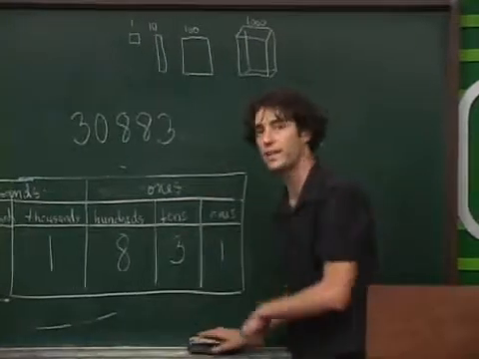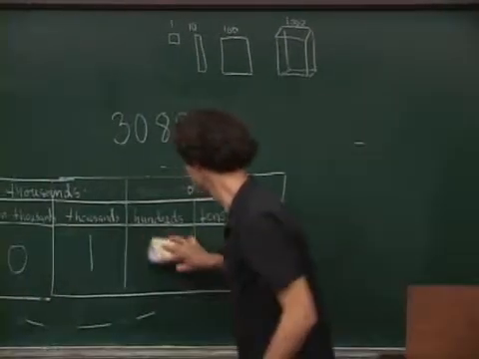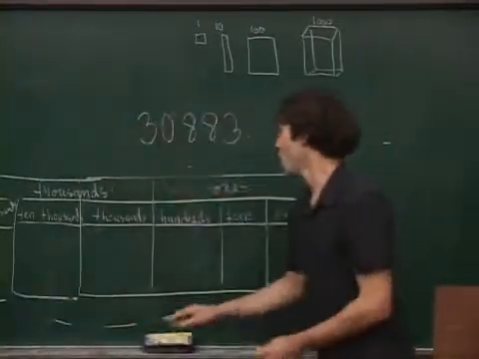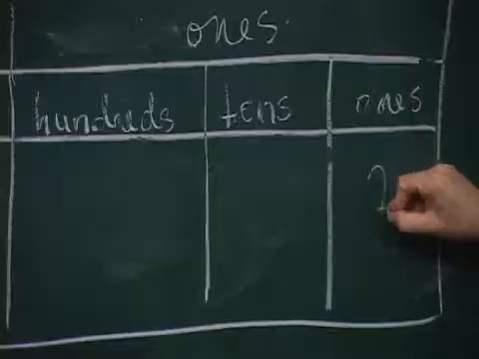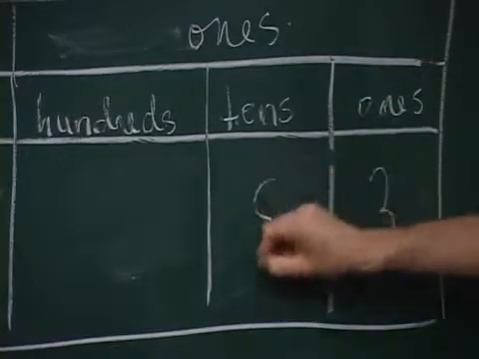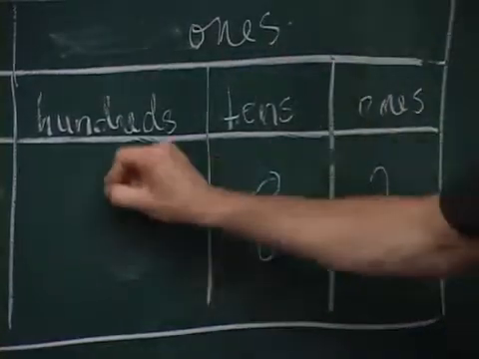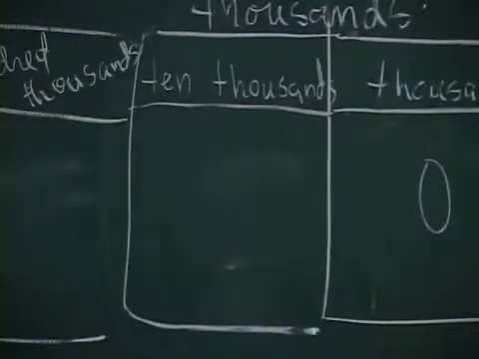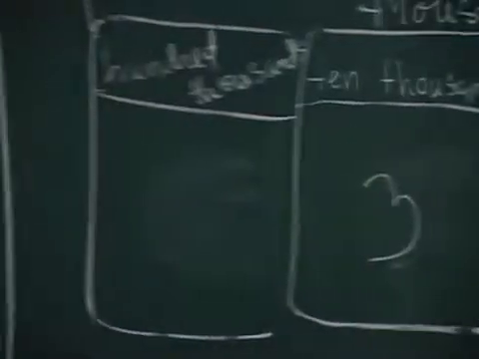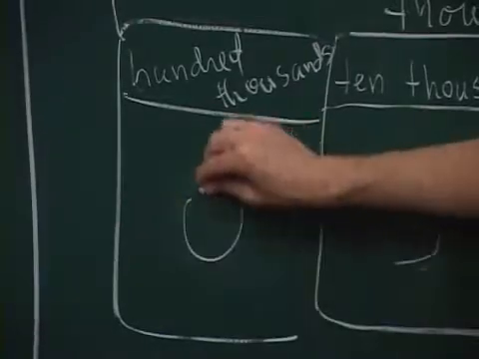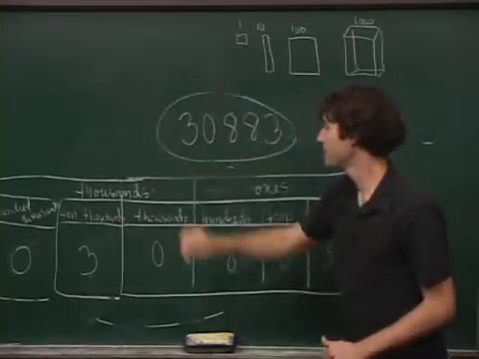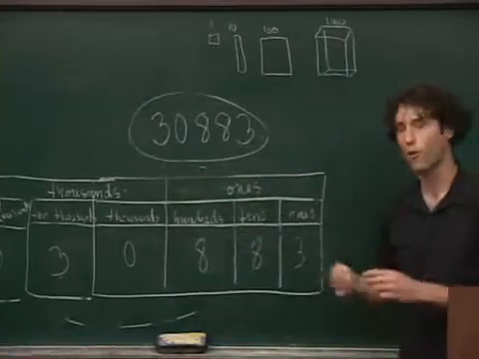30,883, how would you write that in the digit form? Well, how many ones? 3. How many tens? 8. How many hundreds? 8. How many thousands? 0. How many 10,000s? 3. How many 100,000s? 0. Now, the standard form is like this, and this is the digit form.